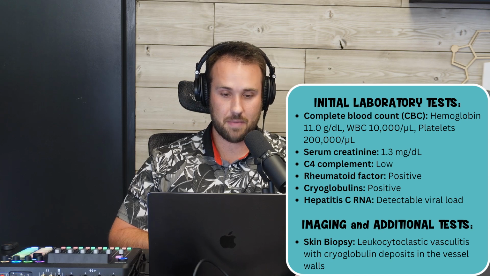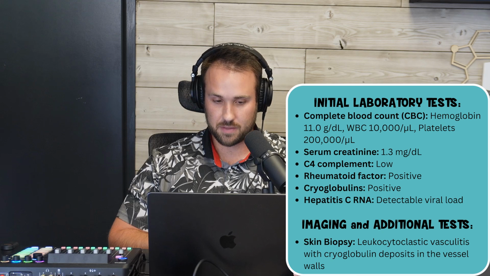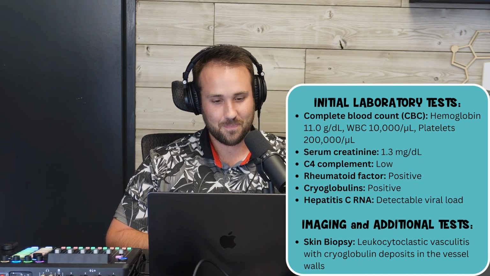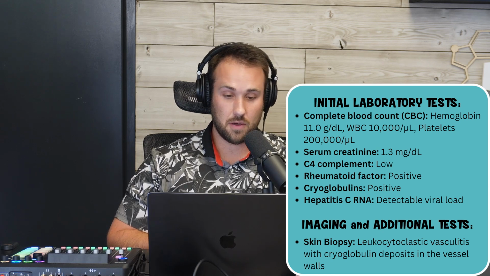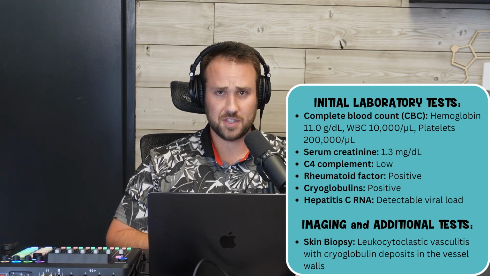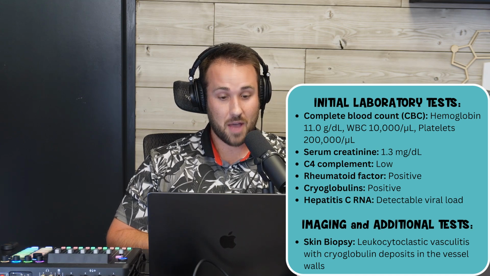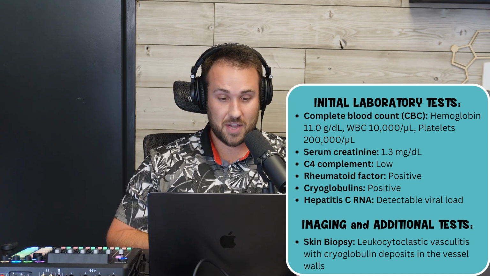For some lab testing, we get a CBC back, hemoglobin's at 11, white count at 10,000, platelets at 200,000. Serum creatinine, 1.3, C4 complement, low, rheumatoid factor, positive, cryoglobulins, positive. And then we do test the hepatitis C RNA, and there is a detectable viral load. A little bit more, we do a skin biopsy as well, and we come back with that mouthful of leukocytoclastic vasculitis with cryoglobulin deposits in the vessel walls.